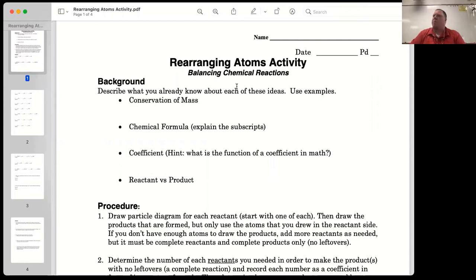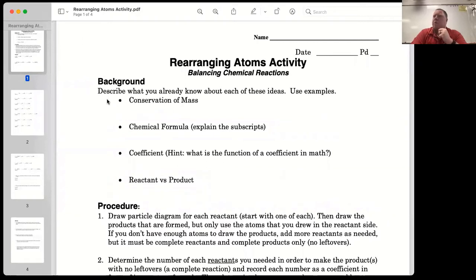Okay. So the rearranging atoms activity, first thing we need to do is define these four terms. Four of these terms, subscript with the chemical formulas, coefficient, and reactant and product, I defined in the video yesterday. So if you watch that video, this should be in your notes. The only one I didn't define was conservation of mass, but I did talk about it. There wasn't a slide that you might have written anything down on, but I did talk about the conservation of mass in that video.